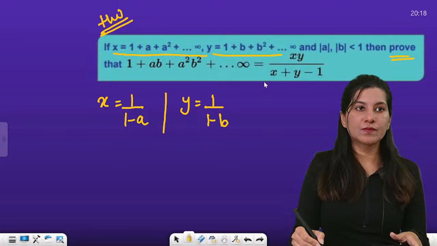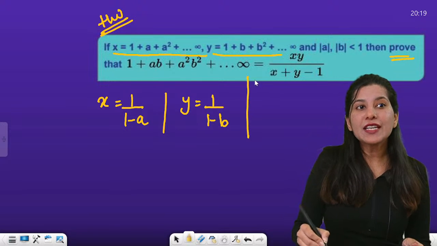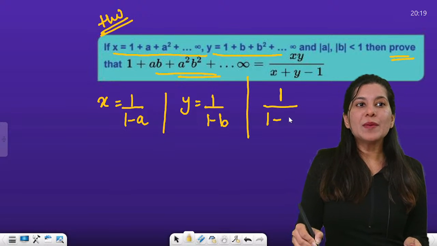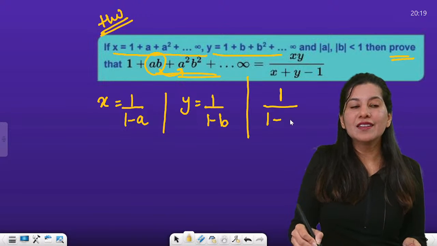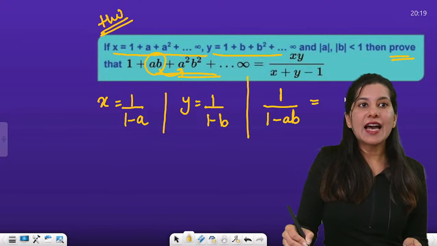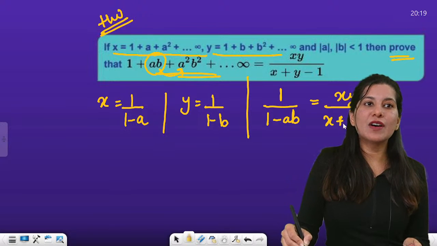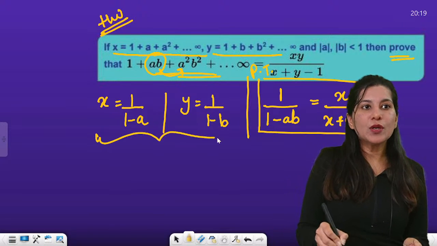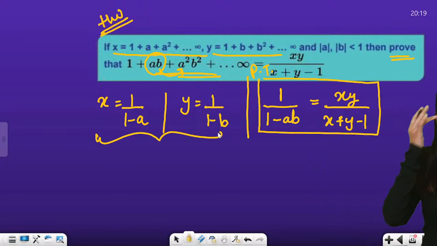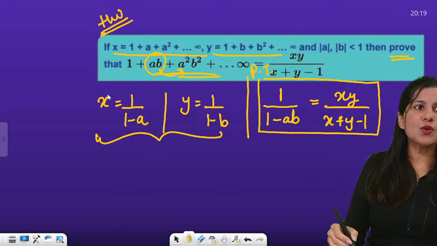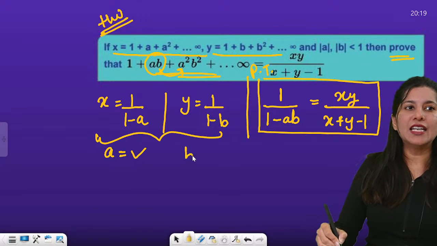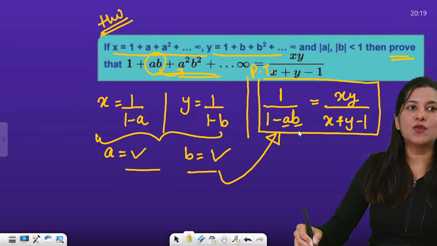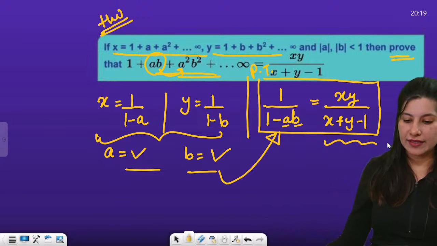So, this is again an infinite geometric progression. Can you see this one? Whose first term is ab, and the common ratio is ab. So, the left hand side is this, and we need to prove that it equals xy upon x plus y minus 1. Prove that. And these two equations are given to you. Very easy actually. So, how to prove it? Calculate the value of a from here and the value of b from here, and put the value of a and b into your expression over here. The moment you do that, you will get your right hand side.